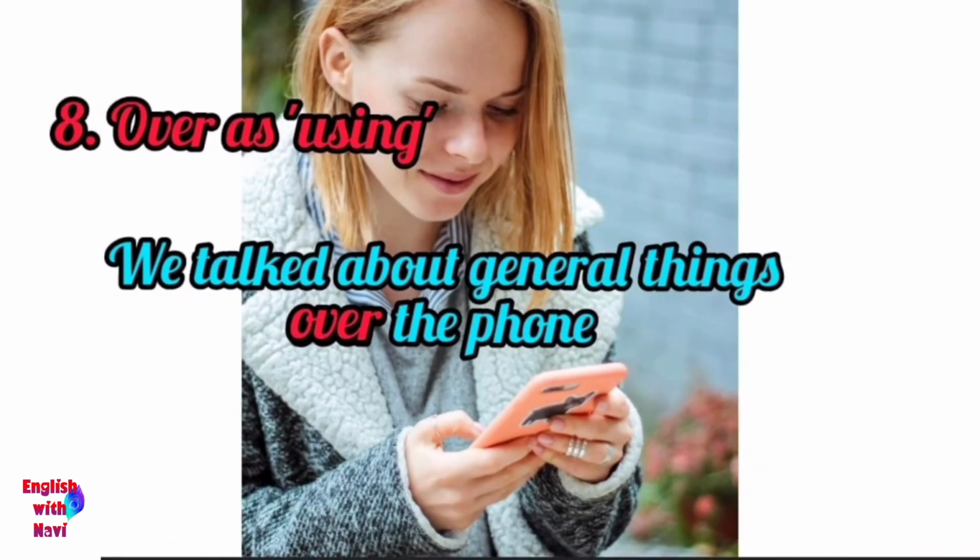The next concept that goes with over is you could use over to talk about method of communication. Alright. Over can also mean using. Say for example, we talked about general things over the phone. That means we talked about general things using the phone. One more thing to remember here is that I could also say we talked about general things on the phone. As I said earlier in the previous video, for all types of gadgets or devices we could use on also. So we talked about general things on the phone. That's absolutely correct, by the way.